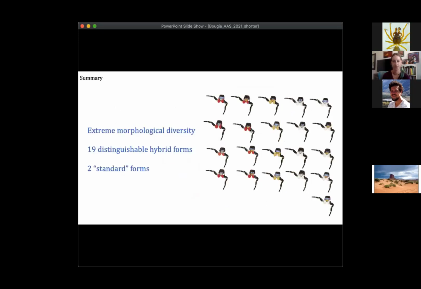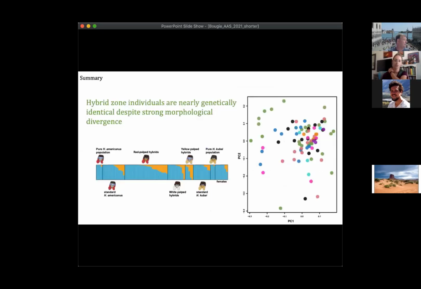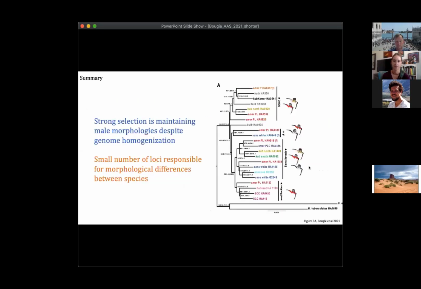Okay, so in summary of what we found here, we have extreme morphological diversity in hybrids, 19 distinguishable forms plus 2 parent forms. And then our hybrid and standard forms are present at equal distributions across the zone. So individuals are nearly genetically identical, at least with the RAD data that we collected, and there's no structure according to hybrid type. These findings fall in line with this bigger study of the subgroup as a whole: strong selection maintaining male morphologies despite genome homogenization, and small loci responsible for morphological differences between species.